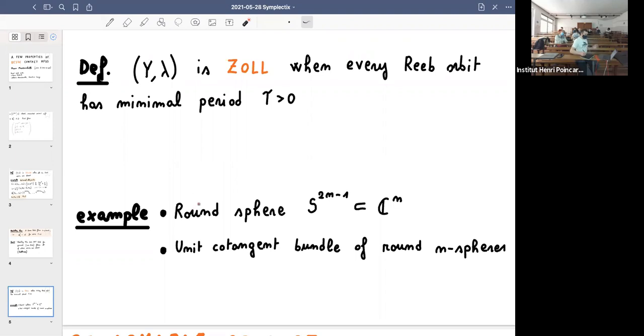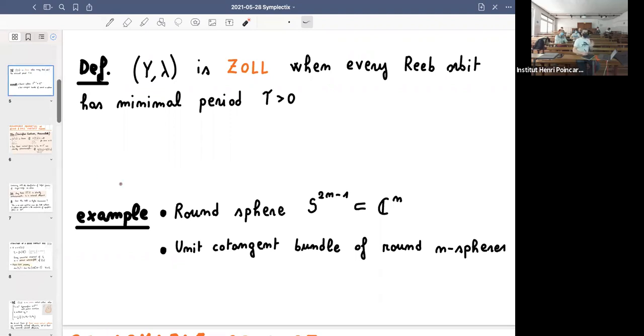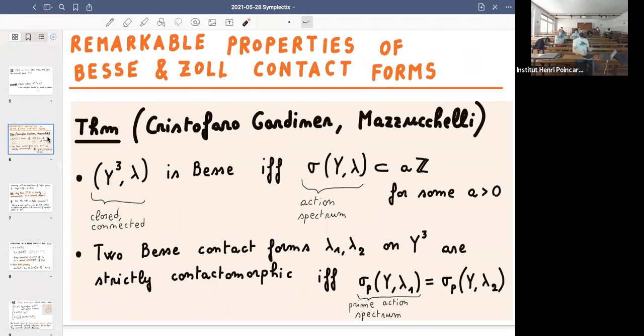Okay, so a typical example of Zoll manifolds: round spheres, so the ellipsoid with all parameters equal. And even before the round sphere, historically, the very first example was the unit cotangent bundle of, say, the round n-sphere. So this class of contact manifolds, Besse and Zoll, these two classes, are remarkable for many reasons. And in this talk, I want to do a recollection, as I said, of the main properties.